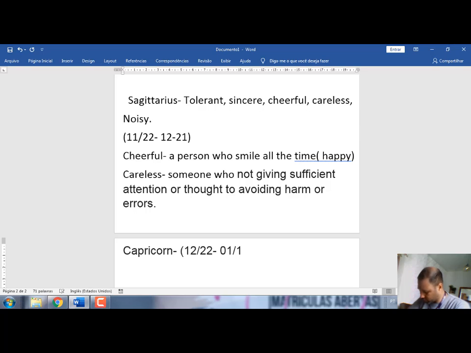Okay, guys? All right, so we saw the horoscopes here. And we are going to make an exercise with this. All right? So stay here, we are going to make an exercise.